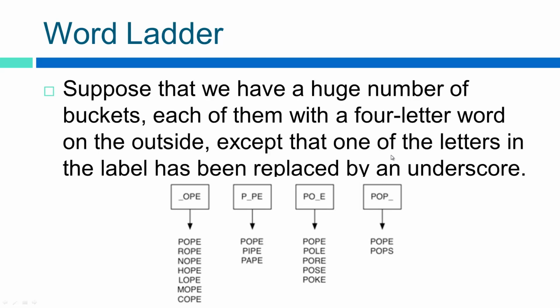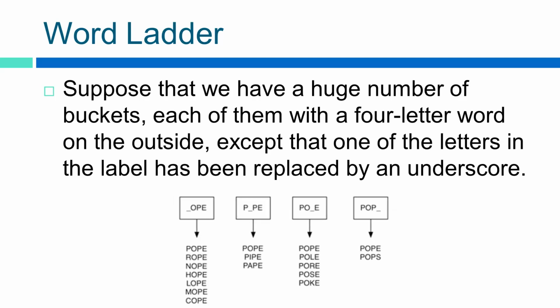And what you can do is suppose that you have a huge number of buckets, each of them with a 4-letter word on the outside, except that one of the letters in the label has been replaced by an underscore. So for example, as you can see in this figure, we might have a bucket labeled POP underscore. And as we process each word in our list, what we do is compare the word with each bucket using that underscore as a wildcard.